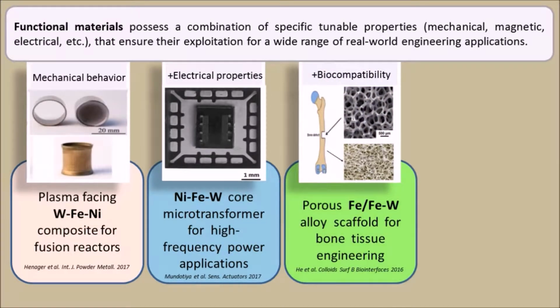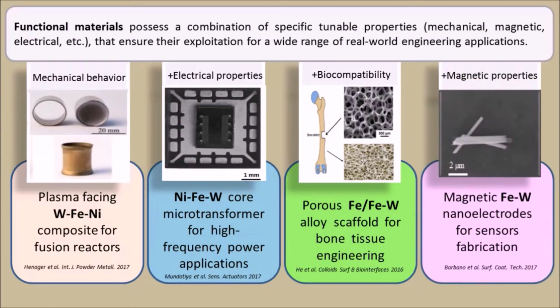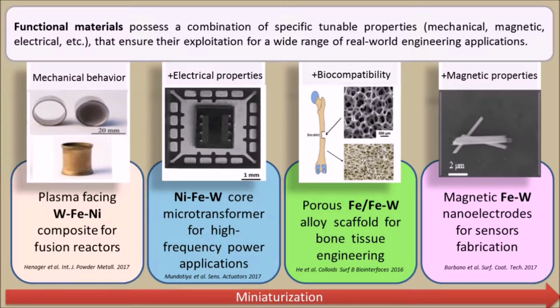Furthermore, iron-tungsten alloys have shown excellent biocompatibility and biodegradability, which pushed the idea to fabricate porous iron-tungsten scaffold for future application in bone tissue engineering. Also, biocompatible iron-tungsten nanotubes having tunable magnetic properties were electrodeposited for sensors fabrication. Therefore, iron-tungsten is a functional material that can change its properties depending on the preparation conditions and is used for all scale applications, from micro to nano.